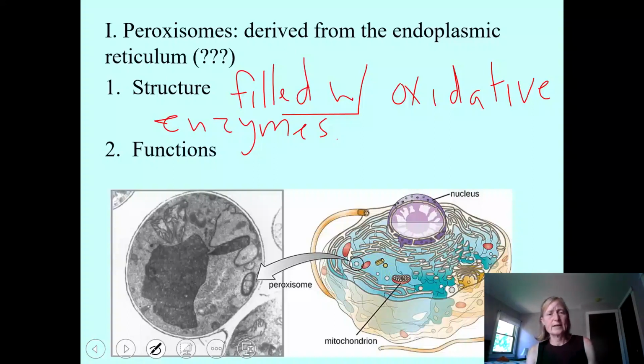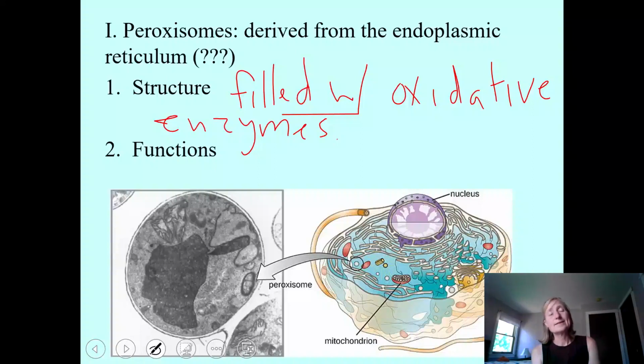But in any case, their main job, well, they have 2 jobs. One of the things that they can do is that they can detoxify poisons. And they detoxify poisons by adding or transferring hydrogens to oxygen. Right? So basically, they can take poisonous molecules and make them less poisonous.